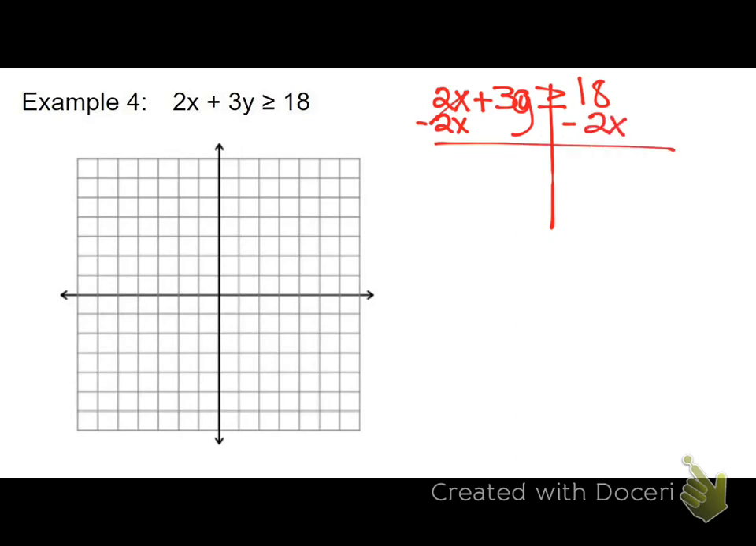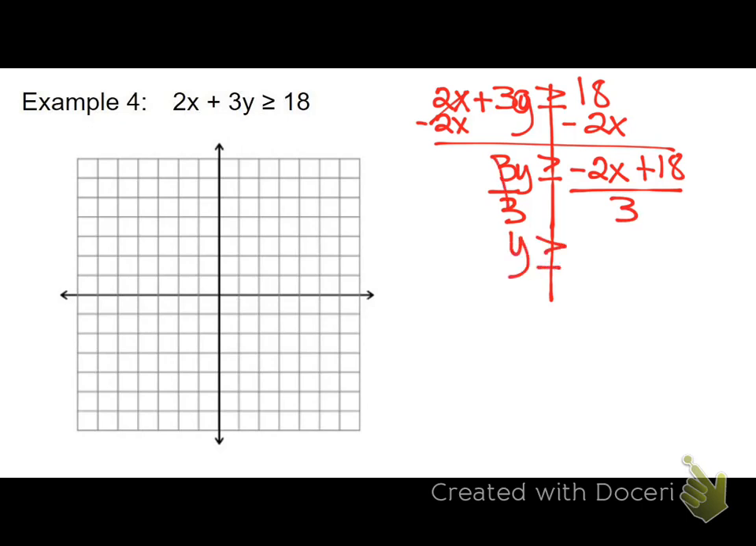So then I bring down 3y is greater than or equal to, what do I write on my right side? 2x plus 18. Remember, you can't combine those because they don't have the same terms. They're not like terms. Get the y by itself by dividing. Okay. So then y is going to be greater than or equal to. Now, I didn't flip my inequality sign because I did not divide or multiply by a negative number.